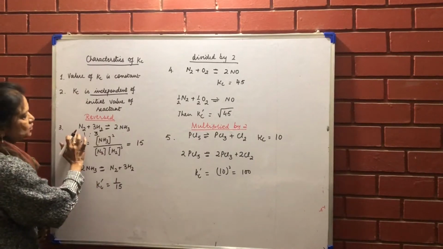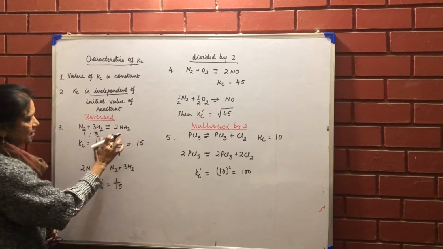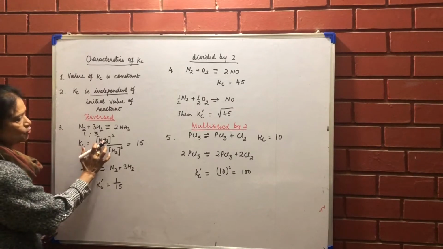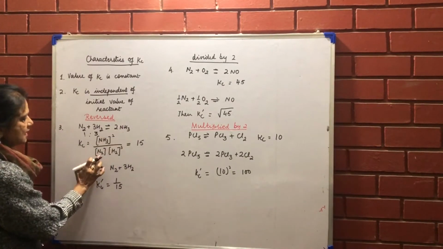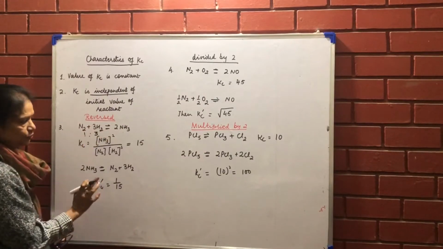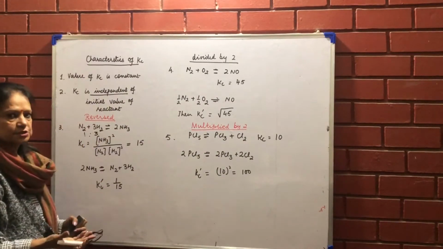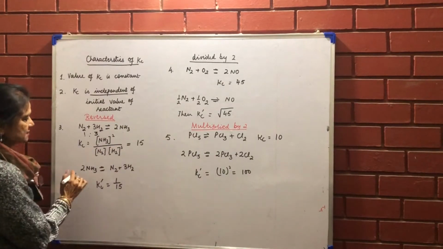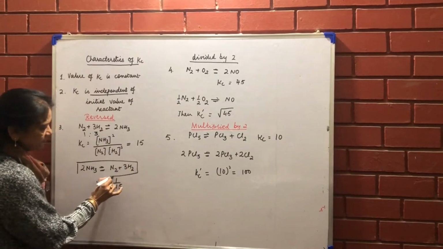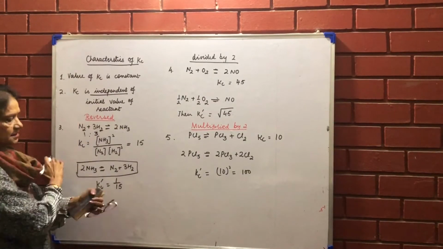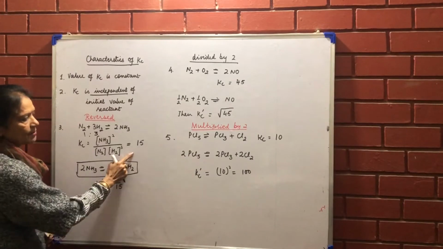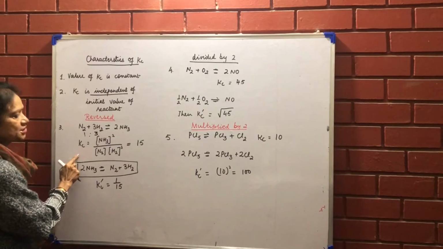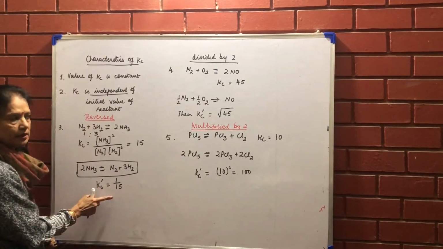Third, if I say nitrogen and hydrogen give you ammonia, write down the expression for the equilibrium constant. You will say Kc is equal to ammonia square, because 2 is here, upon nitrogen multiplied by hydrogen cube. Suppose calculations tell you that Kc's value is 50. And I am now asking you, what is the value if I reverse the reaction? I have reversed the reaction. Then the Kc value will become 1 upon 50. You will make it the inverse of that. So if the reaction is reversed, the Kc value becomes inversed.